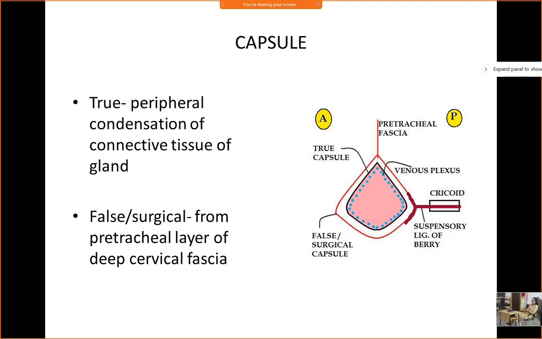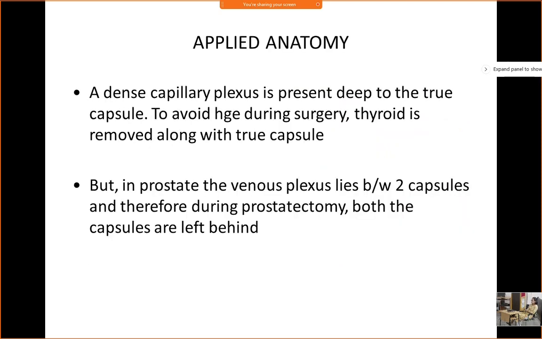So it is derived from the pretracheal layer of the deep cervical fascia. So now, what is the applied anatomy? Now you remember that there is a dense capillary plexus situated deep to the true capsule. So to avoid hemorrhage during surgery, the thyroid is removed along with the true capsule. The reason is because there is a dense capillary plexus which is just deep to the true capsule.